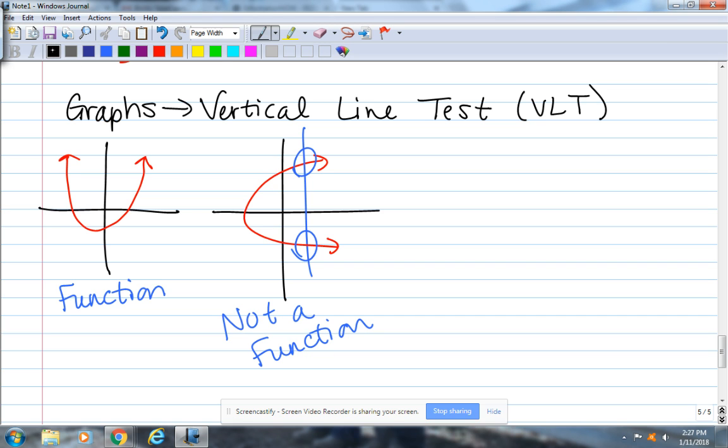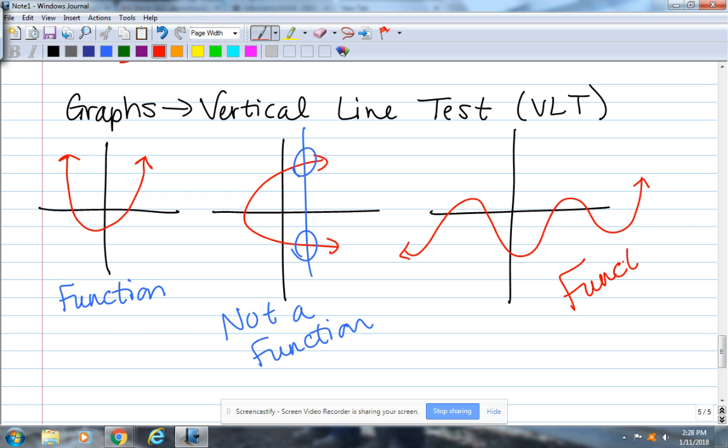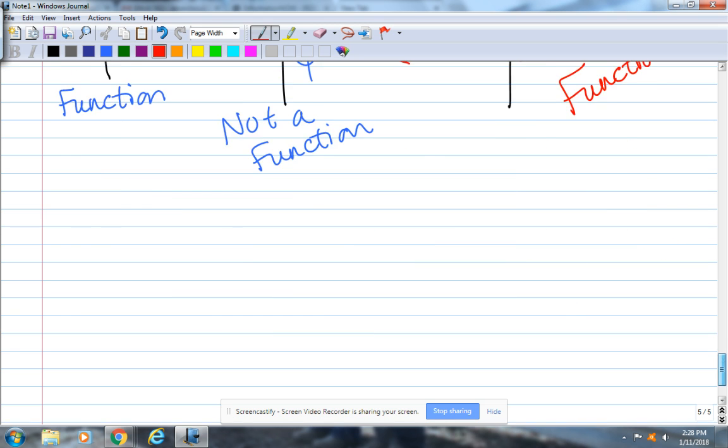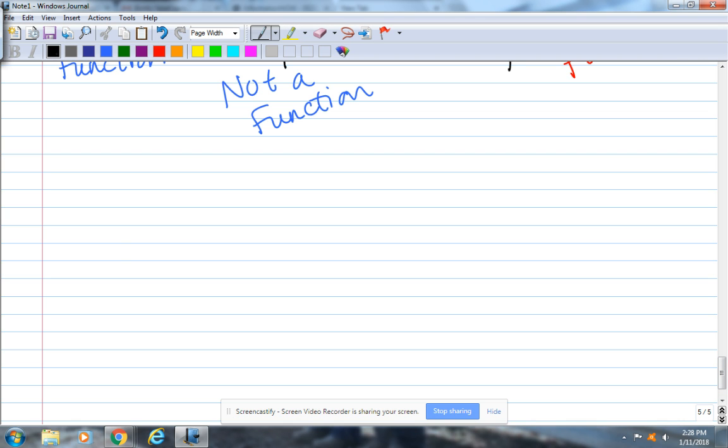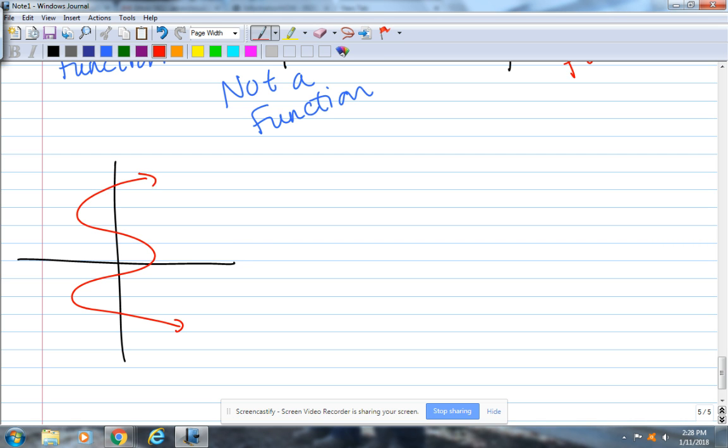What about, we're going to talk about different polynomial functions this semester. What about if I have a curve like this? Function or not a function? It is a function. What about if I take that same function and make it go like this? Not a function, because I'm touching the vertical a lot of times.